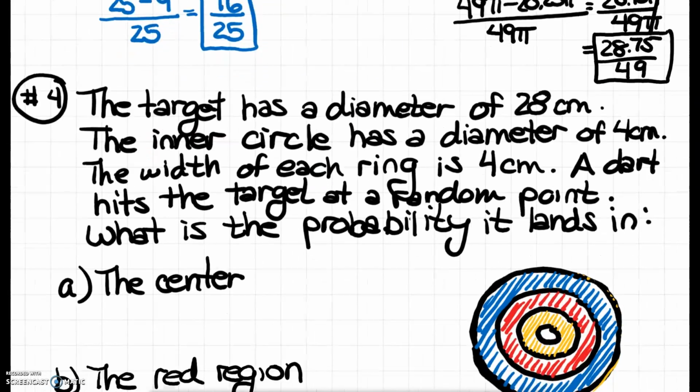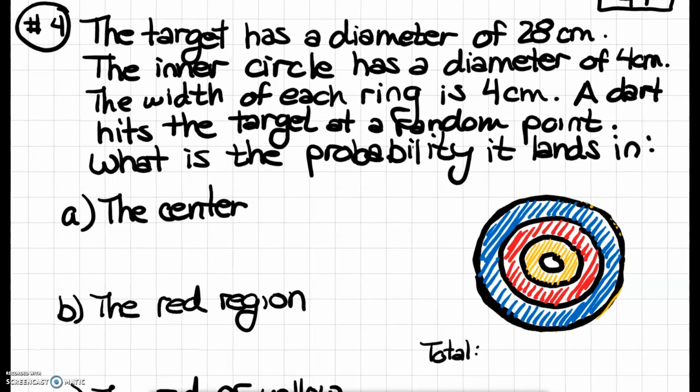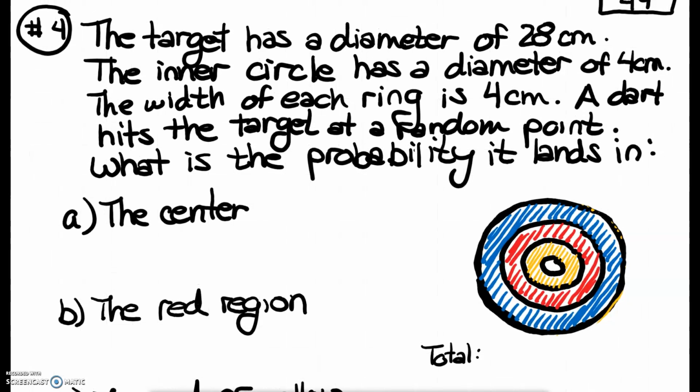All right, so let's go ahead and move on to this next one. It says the target has a diameter of 28 centimeters. The inner circle has a diameter of 4 centimeters. The width of each ring is 2, 2, 2, and 2. All right, so this is going to be 2 as well, and you can't see that 2 because it's so small. A dart hits the target at a random point. What is the probability it lands in these various regions?